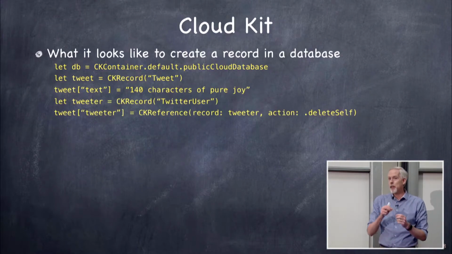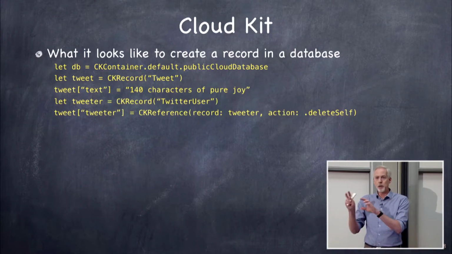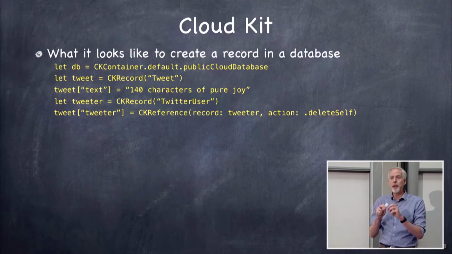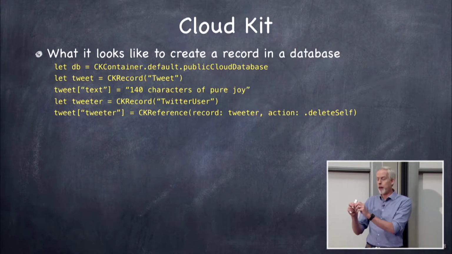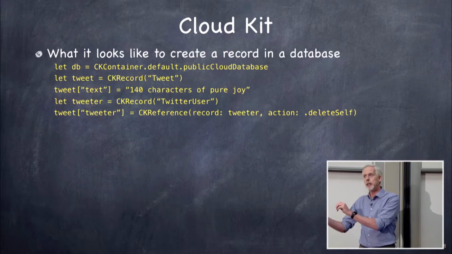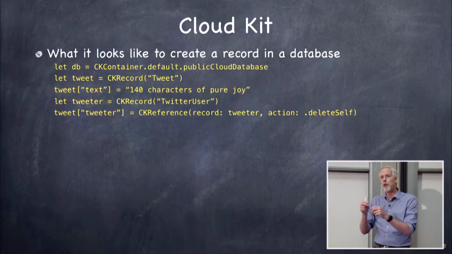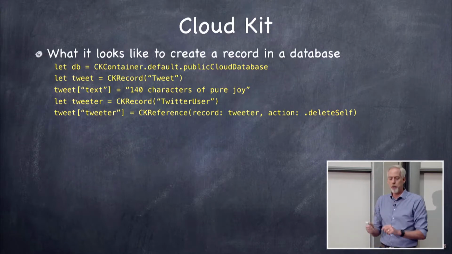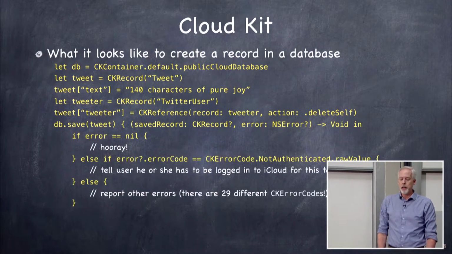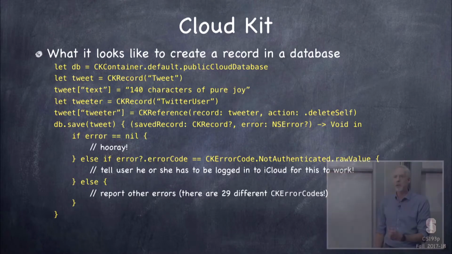And then to have a tweeter, you have to say CKRecord Twitter user and then say tweet subscript "tweeter" equals CKReference to record tweeter with the action delete this thing if the thing it's in gets deleted. So you see it's more verbose and doesn't look like Swift to be doing all this stuff. And of course, things like saving are asynchronous, right? So here I want to save this tweet in the database.